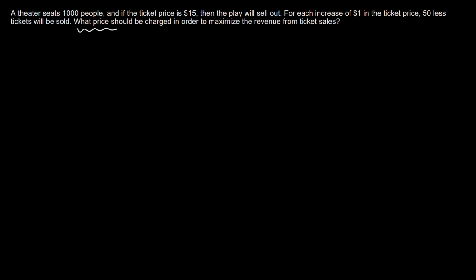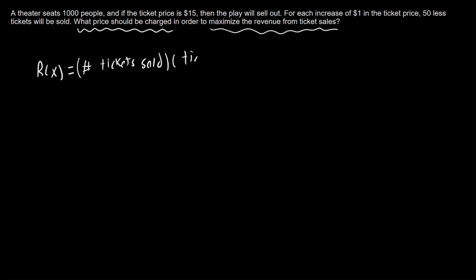So the question is asking what price we should sell the tickets to maximize the revenue. So we need a function for revenue. So we'll call that R of X. And the revenue will be number of tickets sold times ticket price. So from the first line, we could see when there was 1,000 tickets sold, it costed $15. So we'll write that.